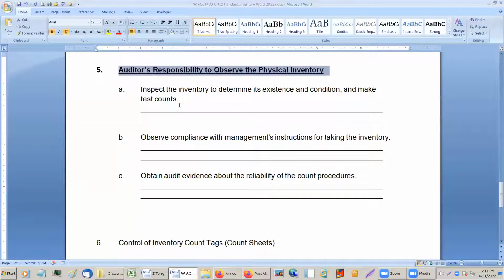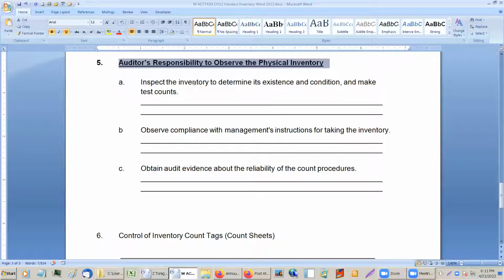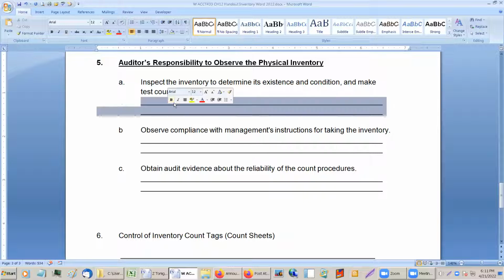There are actually two parts to inventory. There's the count, and then there's the pricing. So it's kind of like two things you've got to look at: the counting of it, and then the pricing of it. So we're talking about the physical inventory, though. This is the counting of it. The auditor's responsibility is to observe the physical inventory, inspect the inventory, determine its existence and condition, and make test counts. And I think we talked about this one.